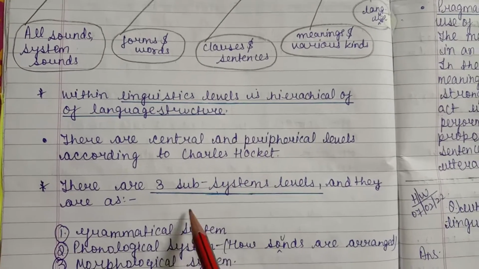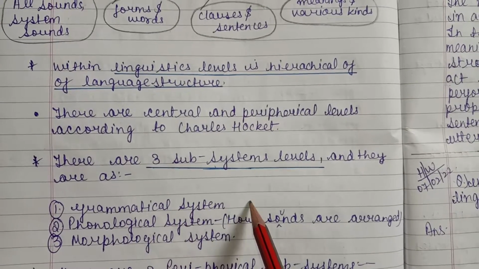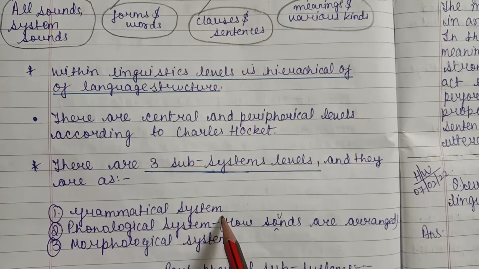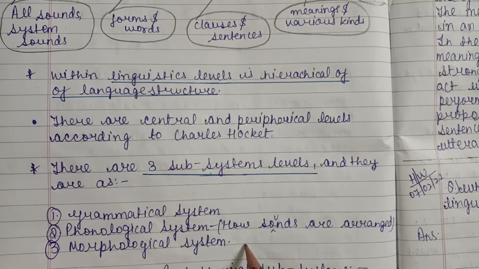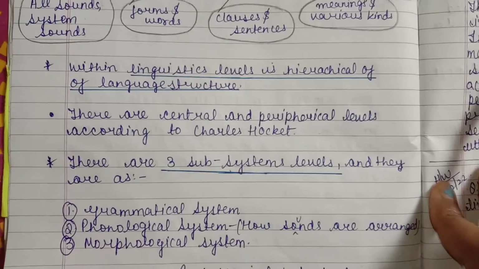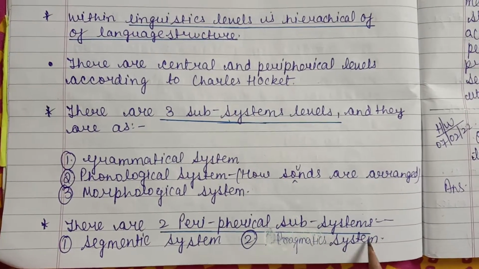There are three central subsystems, and they are: first is the grammatical system, second is the phonological system, meaning how sounds are arranged, and third is the morphological system. Okay, now we are going to discuss the two peripheral subsystems.